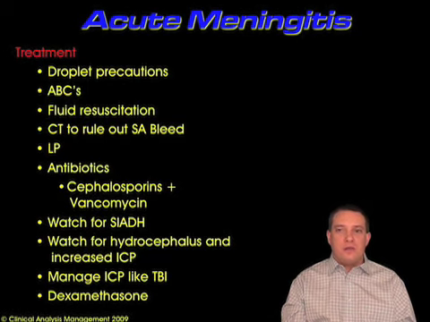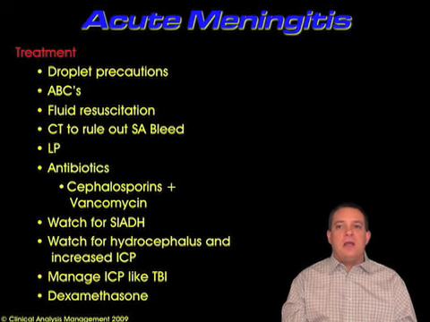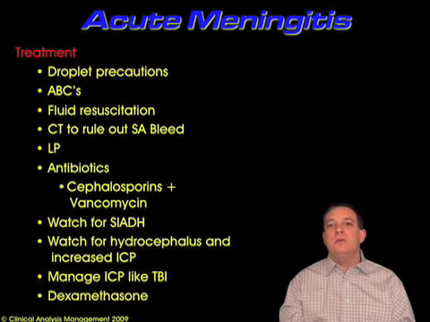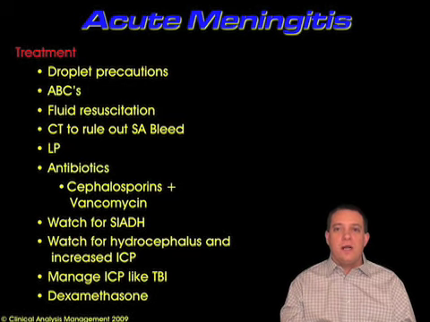We also want to watch for hydrocephalus and increases in the ICP. And if they've got an increase in their ICP, we're going to manage them just like we would manage any other traumatic brain injury. And finally, one of the things we do tend to do in acute meningitis that we don't do in head injuries anymore is we still tend to use steroids, and the steroid we most commonly use is dexamethasone.